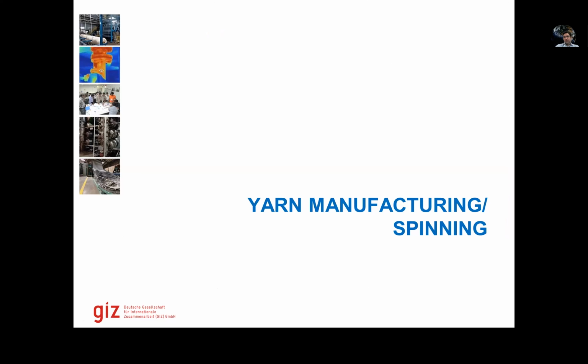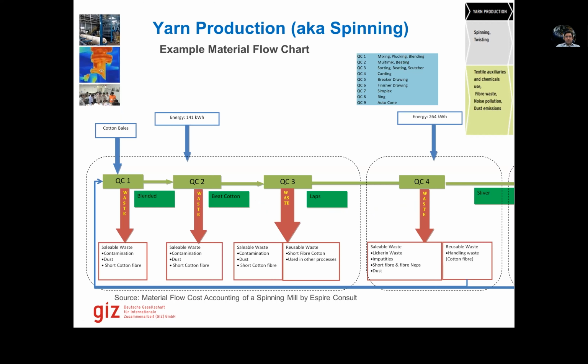So let's start with yarn manufacturing, or what we commonly call spinning. This is one material flow chart, or material energy flow chart, that I developed for a textile yarn company. And you can see that we divided the process into different quantity centers. This quantity center concept comes from the concept of material flow cost accounting.